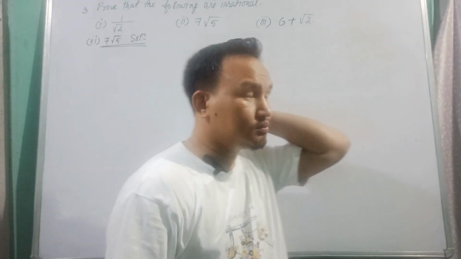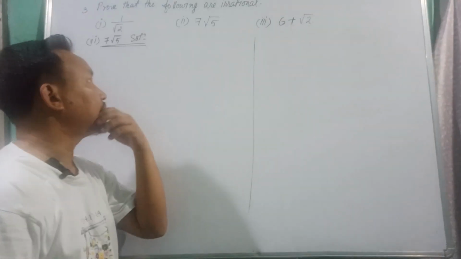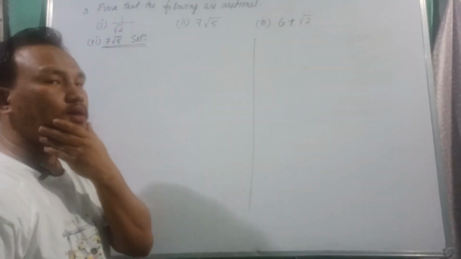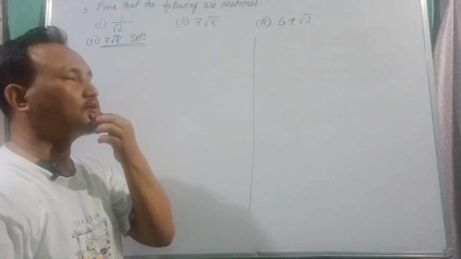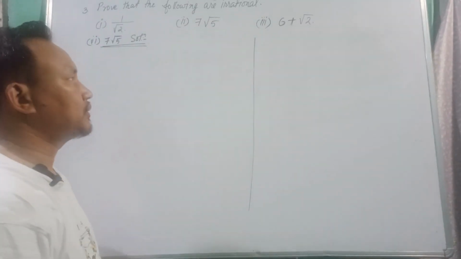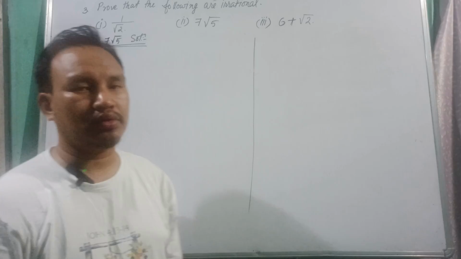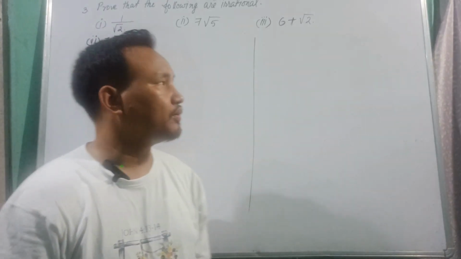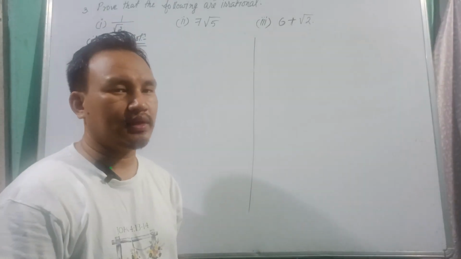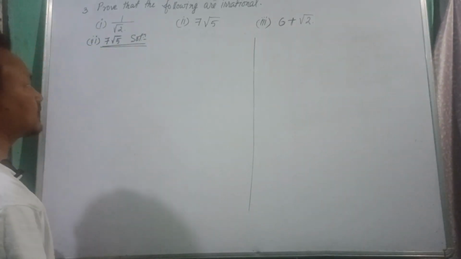Question number 2 from exercise 1.2. Okay, so you have to prove that 7 root 5 is an irrational number. So as before, we are going to use the method of contradiction, and so let us do it.